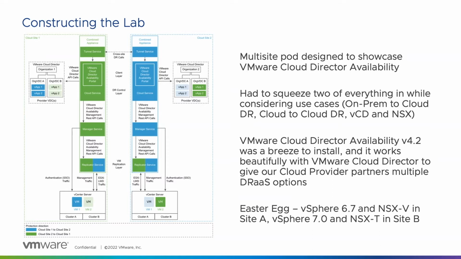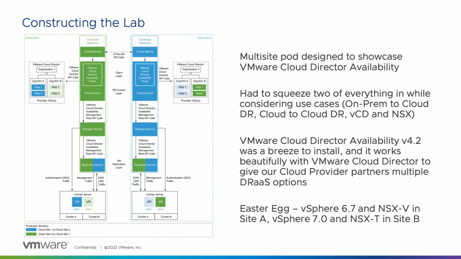Site A is vSphere 6.7 with NSX-V 6.4 something or other. I can't remember exactly what version it is. And then Site B is running vSphere 7 with NSX-T 3.0 or 3.1. I can't remember which, but it's NSX-T 3.x.